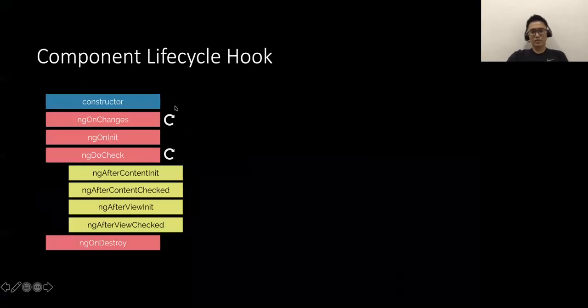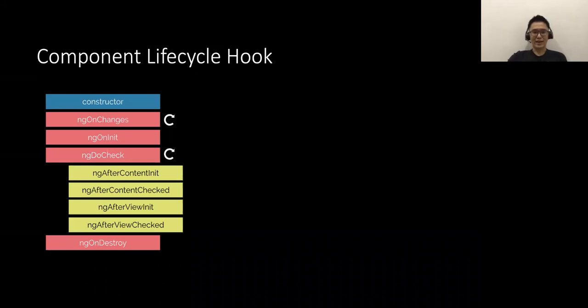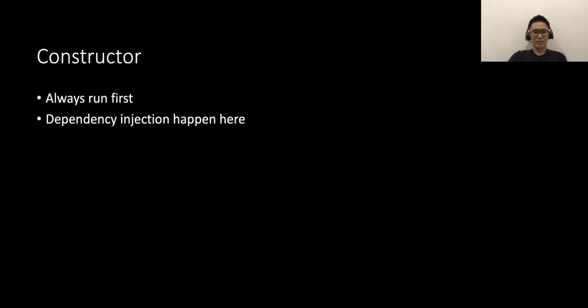All right. So we have quite a few, but the most important ones are the constructor, ngOnInit, and ngOnDestroy. These are the lifecycle hooks we use quite often. Unlike the other ones, you might use them, or sometimes you might not. In my example just now, we don't use them. So yep, let me go to the first one, constructor.